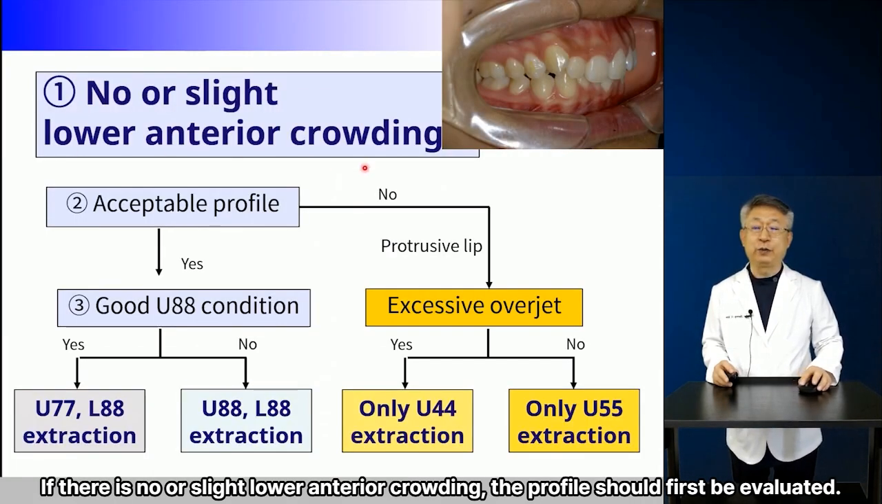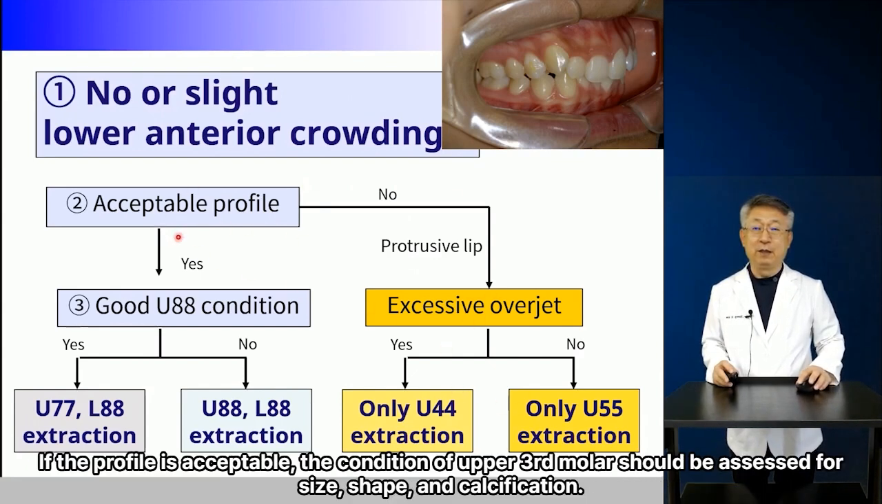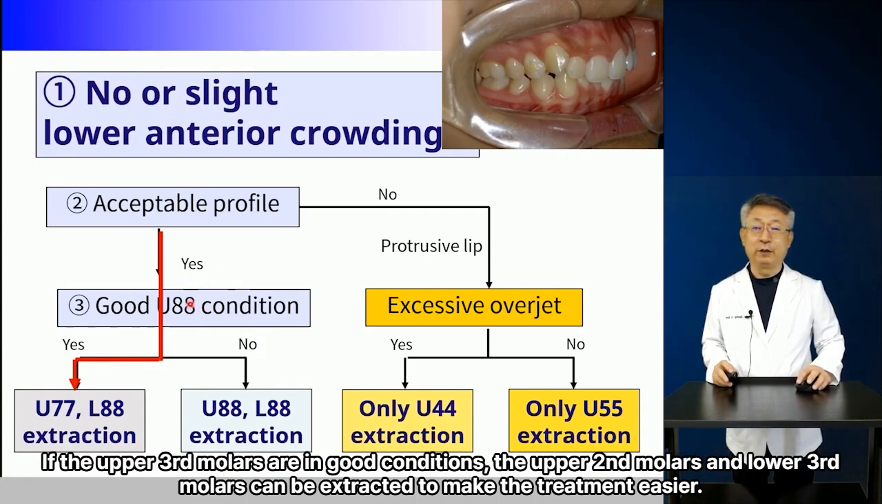If there is no or slight lower anterior crowding, the profile should first be evaluated. In case of lip protrusion, only upper premolars can be extracted. If the profile is acceptable, the condition of upper third molar should be assessed for size, shape, and calcification. If the upper third molars are in good conditions, the upper second molars and lower third molars can be extracted to make the treatment easier.